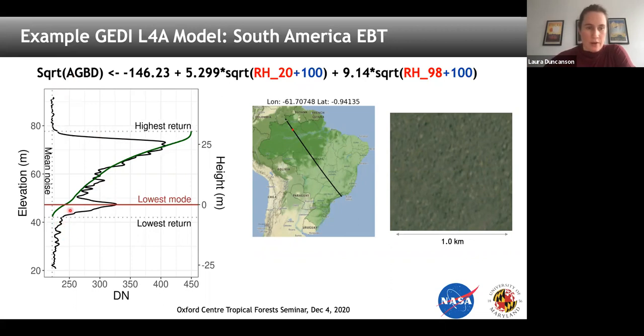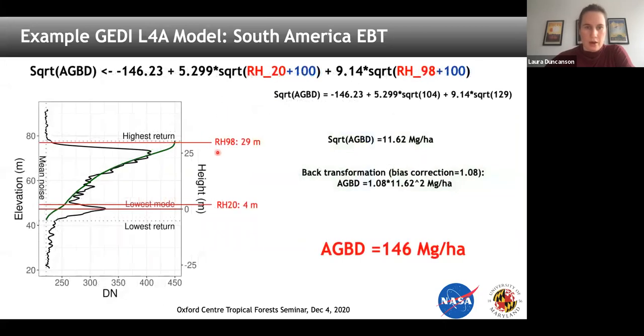Amazon. So for this waveform, you fit where the ground elevation is to one of these last peaks. So this is the ground elevation. And then this green line is the foliage above that elevation. And so here, the RH98 for this waveform is 29 meters. So that's the height below which 98% of the energy has been returned with respect to this ground elevation. And then RH20 here is 4 meters.